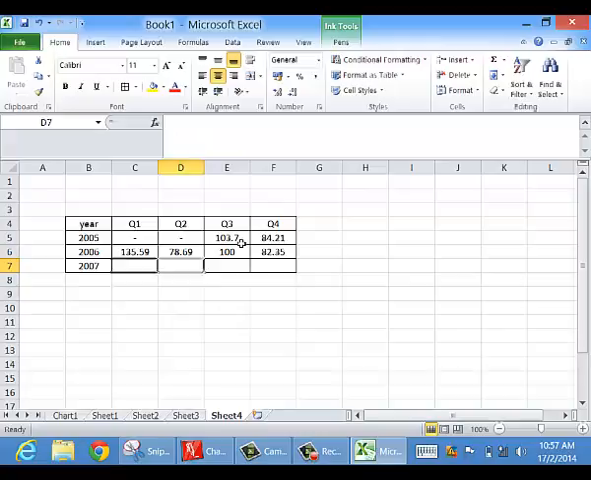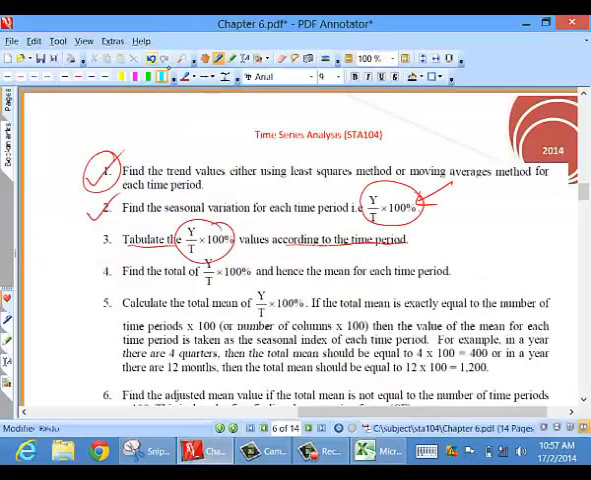82.35, and this one should be 133.33, 84.21, and then this one got value? No value, right? No value. So done. So once you do it like this, you have finished step number 3. Step number 3 done. Okay?